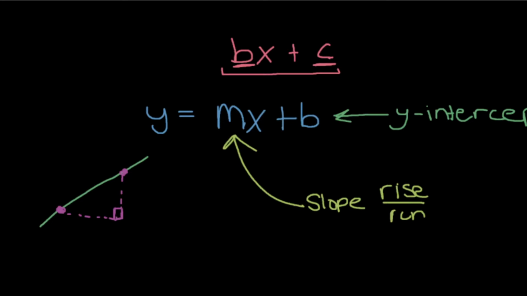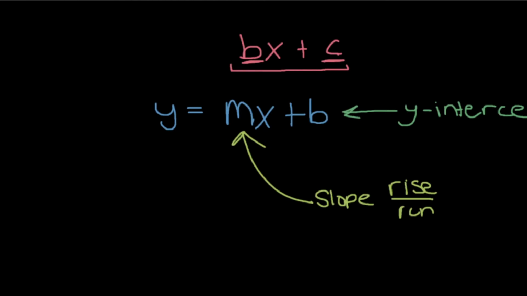So the rise is right here. As you're going up, that is the rise, and as you go to the right, or it could go to the left or the right, that is the run. However many units you go to the right, that is the run, and however many units go up, that is the rise.